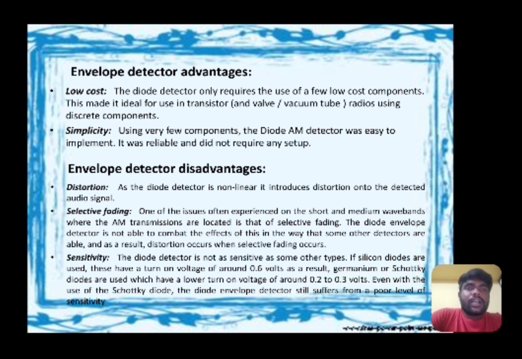Sensitivity: the detector is not as sensitive as some other types. If silicon diodes are used, these have a turn-on voltage of around 0.6 volts. As a result, germanium and Schottky diodes are used, which have a lower turn-on voltage of around 0.2 to 0.3 volts. Even with the use of the Schottky diode, the diode envelope detector still suffers from a poor level of sensitivity. These are the disadvantages of the envelope detector.